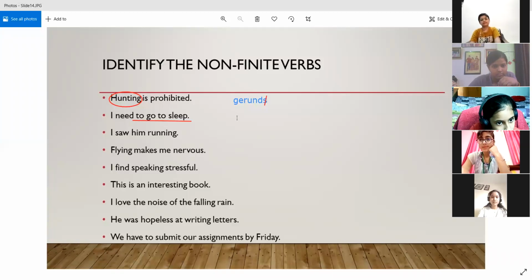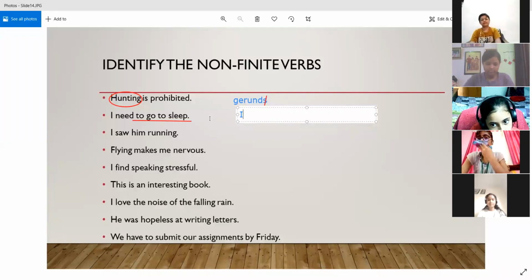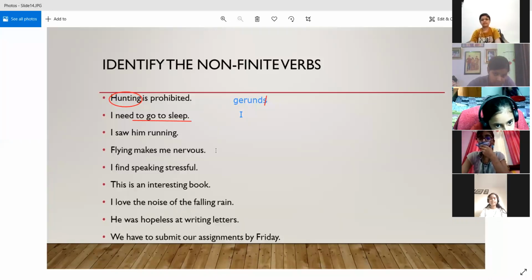So from now on, I'm going to write the short forms: I for infinitive, G for gerund, and P for participle. All right. Now we come to the third sentence.